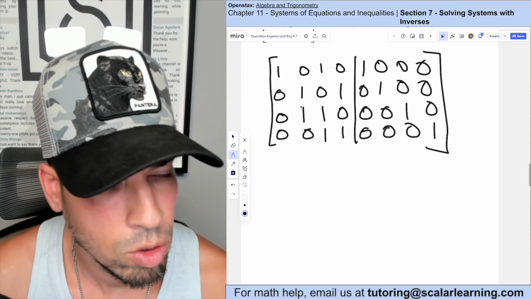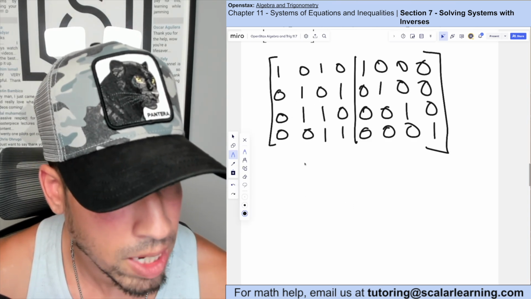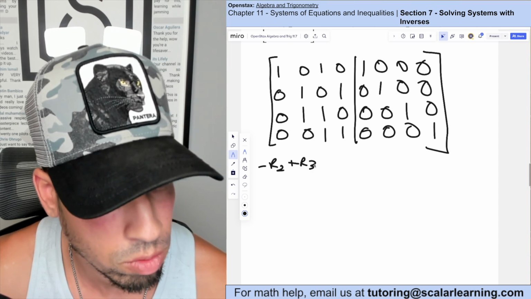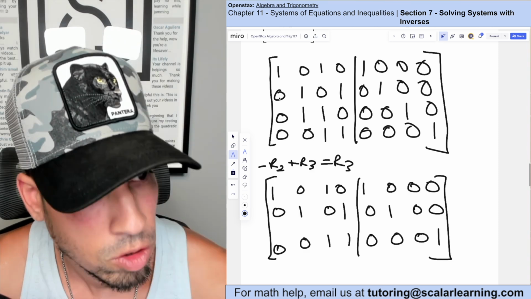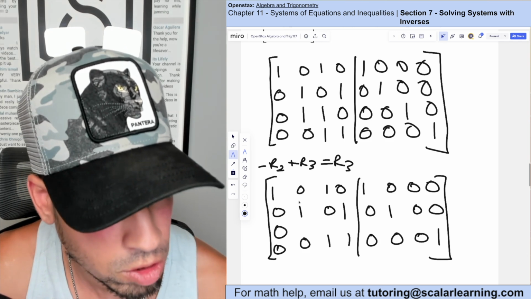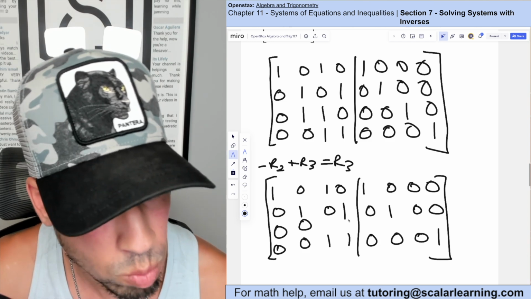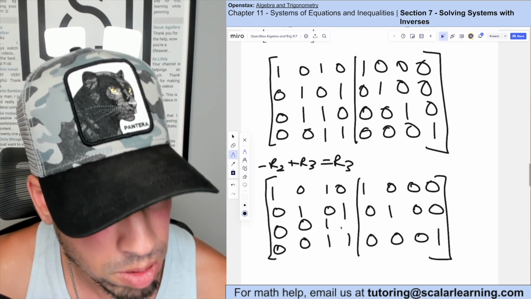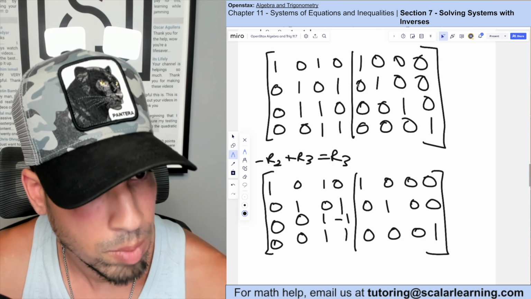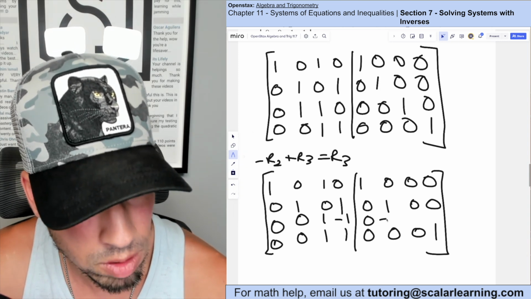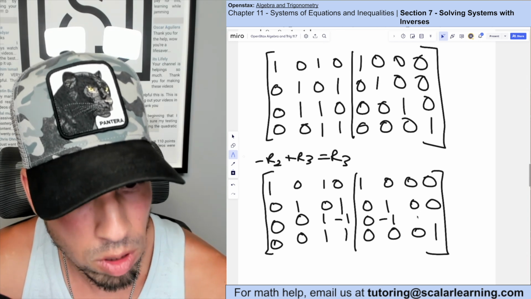So the first thing I'm going to do is let's get rid of that one. We need to drop that to a 0. So I'm going to say negative row 2 plus row 3 gets a new row 3. Let's write it out. So we got -0 plus 0 is 0. -1 plus 1 is 0. -0 plus 1 is 1, and -1 plus 0 is -1. Then we need -0 plus 0 is 0, -1 plus 0 is -1, 0 plus 1 is 1, 0 plus 0 is 0.